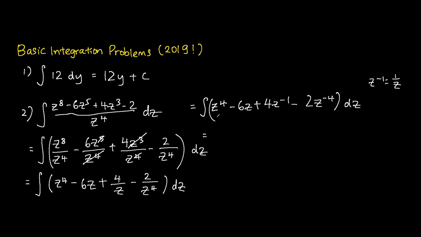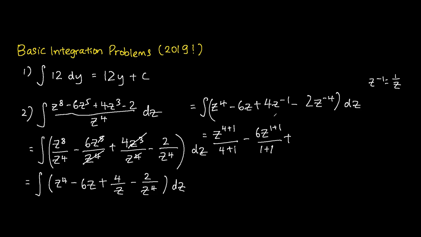So let's start with the first term. When we integrate, z to the power of 4, we add 1 to the power, so that's 4 plus 1 to the power. At the same time, we divide by the power itself, so it's 4 plus 1. Subtract the second term, 6z to the power of 1 plus 1. This just means z to the power of 1 divided by 1 plus 1.